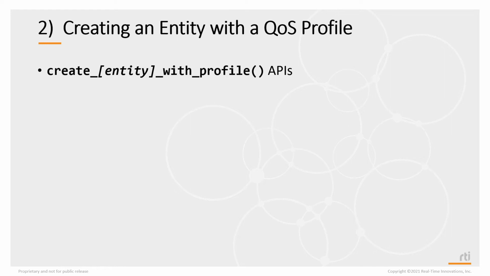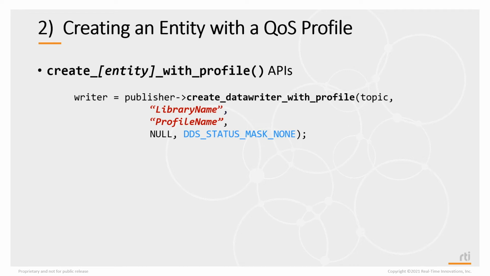In the modern C++ API, you actually use the entity class's constructor to create the object. And as a parameter into the constructor, you can populate that parameter with a QoS profile. So what does this look like in the factory API?